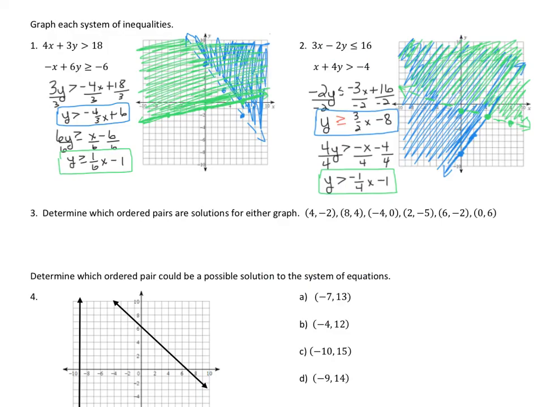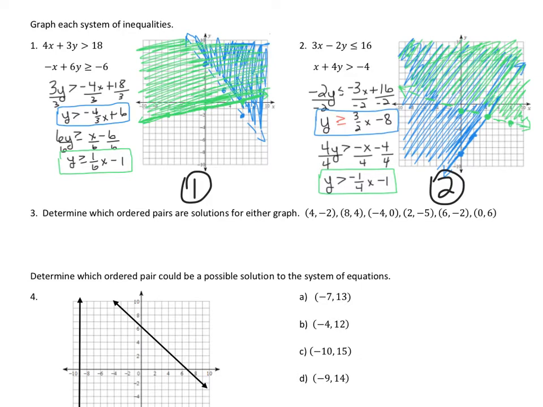Okay, so the next question asks, determine which ordered pairs are solutions for either graph. Okay, so I'm going to call this one graph 1. And I'm going to call this one graph 2. And I'm just going to put underneath these points which graph they would be in if they were in one of these graphs' solution sets.